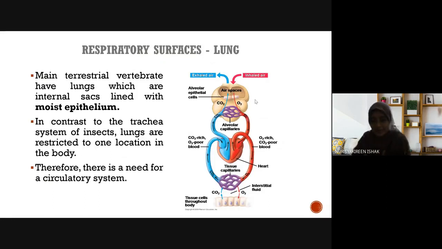Dia dekat thoracic cavity saja, dia tak sampai ke kaki kan. It is located in the thoracic cavity. So therefore there is a need for a circulatory system. That's why animals that depend on lungs need double circulation, a closed circulatory system. Here the alveolar wall, as you can see, is one cell thick and is surrounded by many blood capillaries.